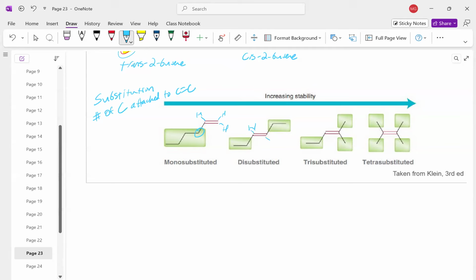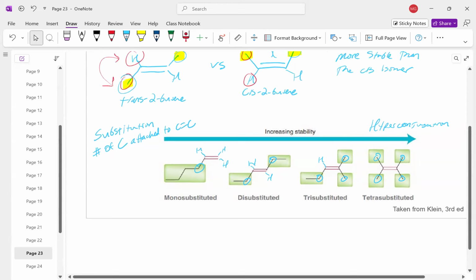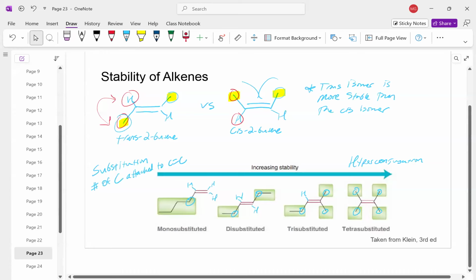In the next one, there are two carbons directly attached, so we say it's disubstituted. In the third one, there are three carbons directly attached. And in the fourth one, there are four carbons directly attached to the double bond. Now, due to hyperconjugation, there's that term again, the more carbons there are directly attached to the carbon-carbon double bond, the more stable the alkene will be. Okay, so it's very important to know these two trends when it comes to alkene stability.